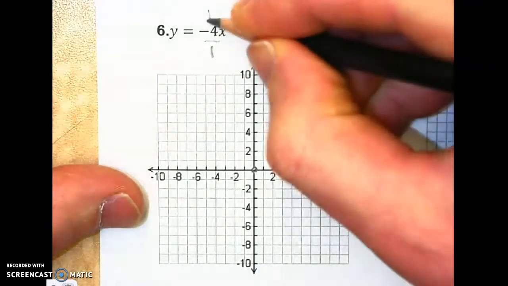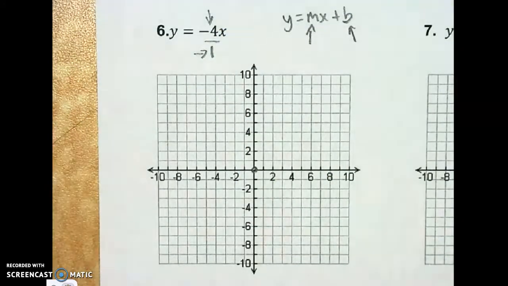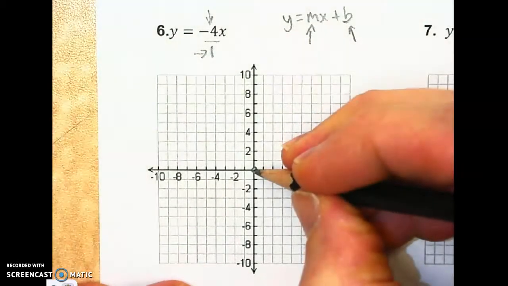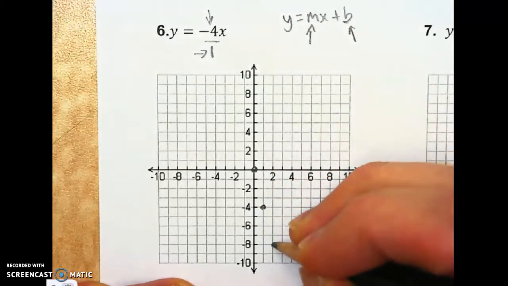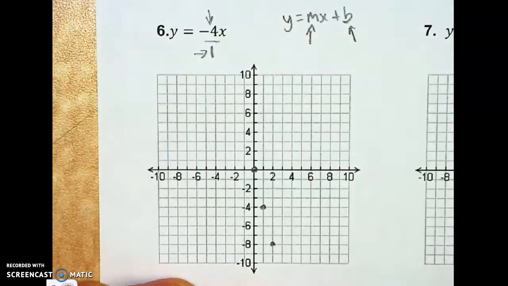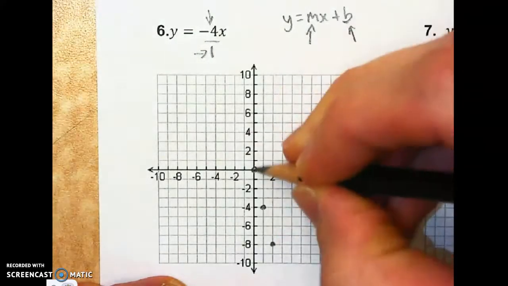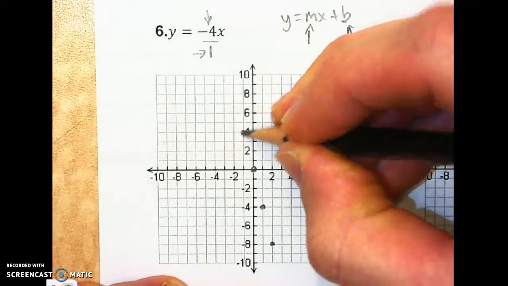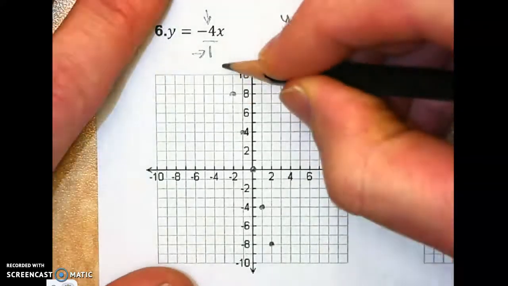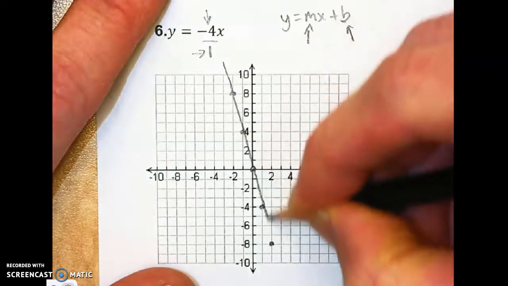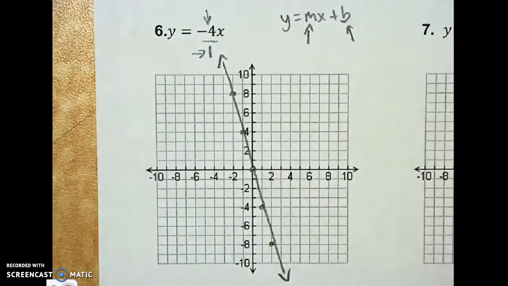If you want to write arrows there so that you don't forget which directions you're going, that's a good idea. So starting from my starting dot, I'm going to go down 4 and right 1, down 4 and right 1, and then I'm going to go back up. Since I've gone as far as I can go, I'm going to go up 4 and left 1, just doing the opposite. Up 4 and left 1. I'm going to connect my dots. Put arrows on the ends, and there's that one.